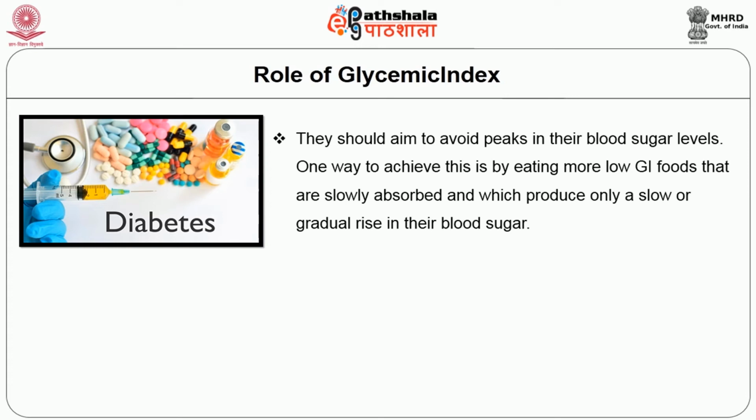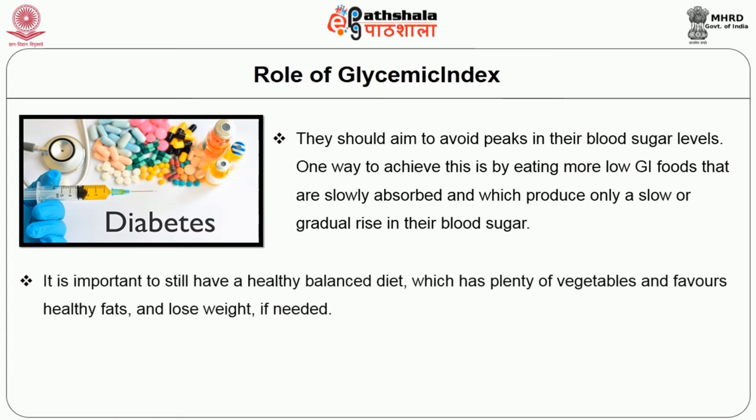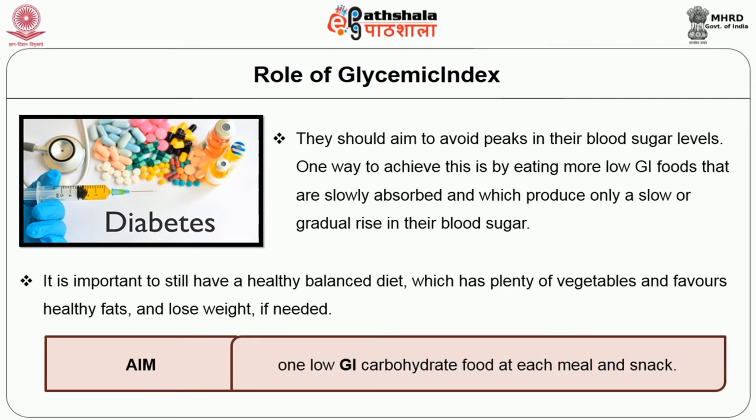One way to achieve this is by eating more of the low glycemic foods that are slowly absorbed, so that a slow or gradual rise in blood sugar may happen. It is important to still have a healthy, balanced meal which has plenty of seasonal vegetables and flavors, healthy fats, and to lose weight if needed. And the main aim is to have one low glycemic carbohydrate food at each meal or at each snack.